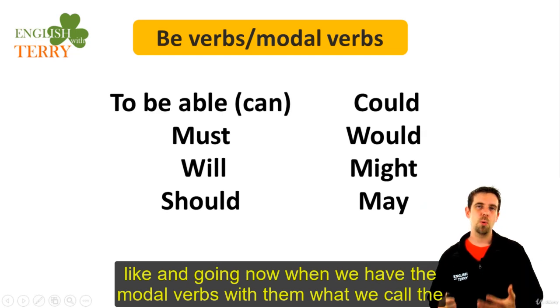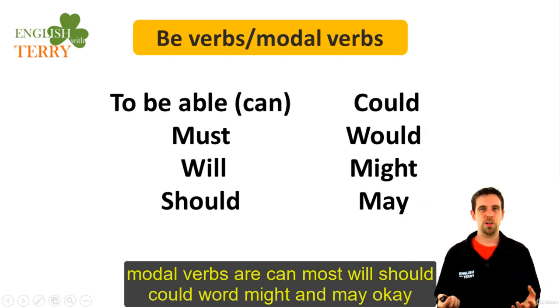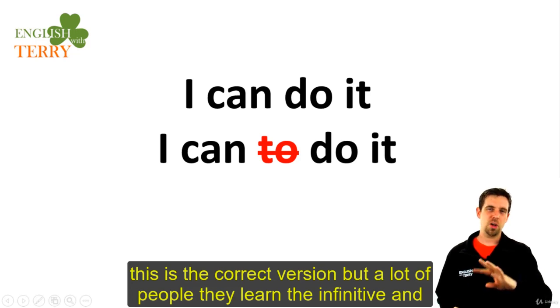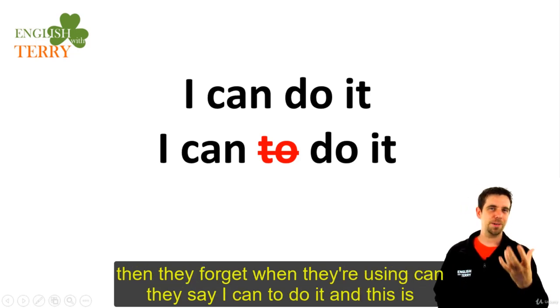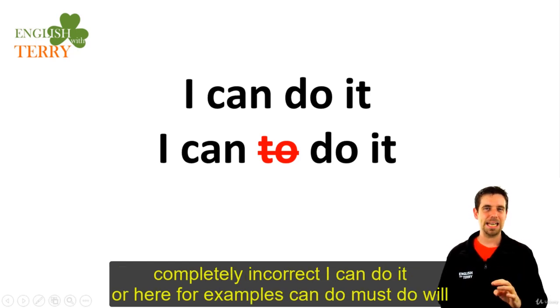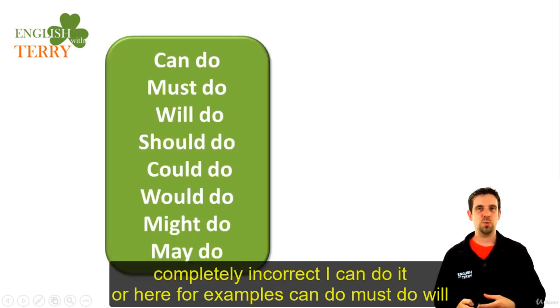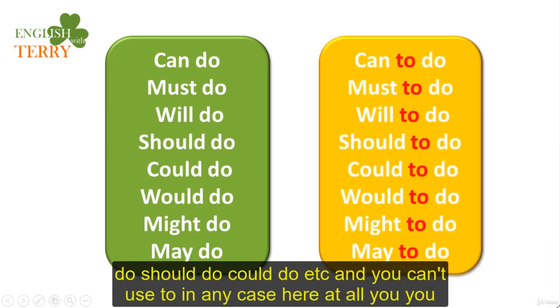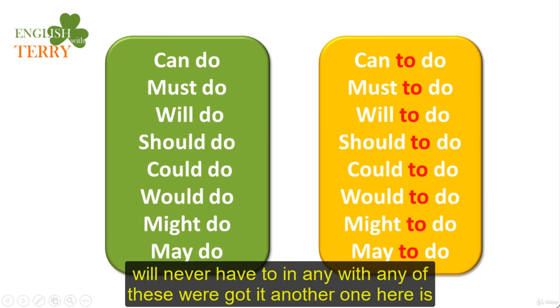Now, when we have the modal verbs, what we call the modal verbs are can, must, will, should, could, would, might, and may, okay? Now, this is the classic example. I can do it. This is the correct version. But a lot of people, they learn the infinitive and then they forget when they're using can, they say I can to do it. And this is completely incorrect. I can do it. Or here, for example, it's can do, must do, will do, should do, could do, etc. And you can't use "to" in any case here at all. You will never have "to" with any of these verbs.